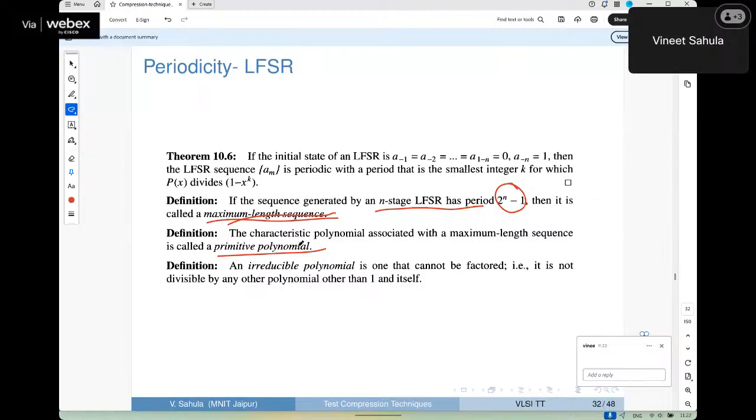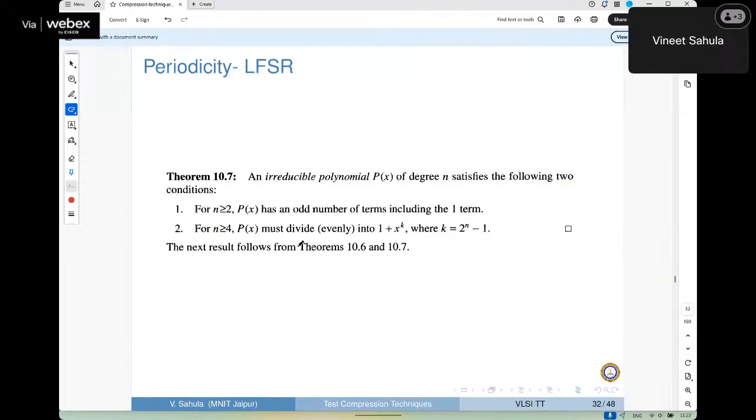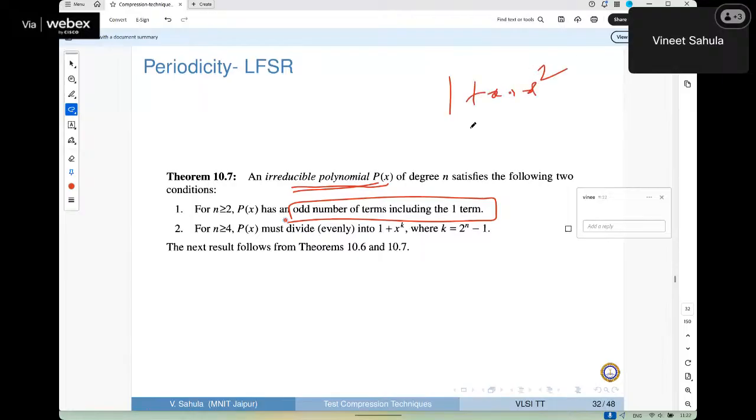And it also says that P is maximal length if the number of terms, including 1, is odd. So if you have 1 plus x squared, the number of terms here is odd, and here the number of terms is even. So an odd number of terms is a necessary condition for a polynomial P to be maximal length. It's a necessary condition, not a sufficient condition, right?